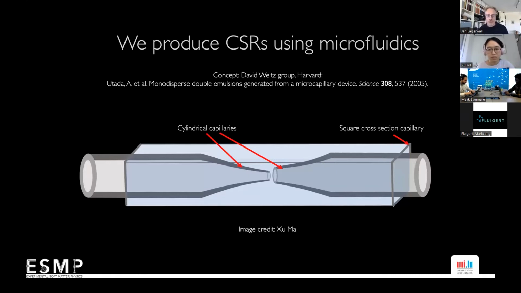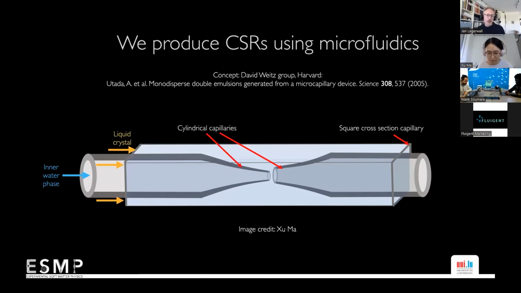So how are we making them? Well, at the moment, we are using a setup that was originally designed in the David Weitz group at Harvard that a lot of people are working with. So maybe many of you know it already. We put two cylindrical capillaries that are tapered against each other from opposite sides inside a square cross-section capillary. And we pump the inner water phase that forms the internal droplet into one cylindrical capillary.